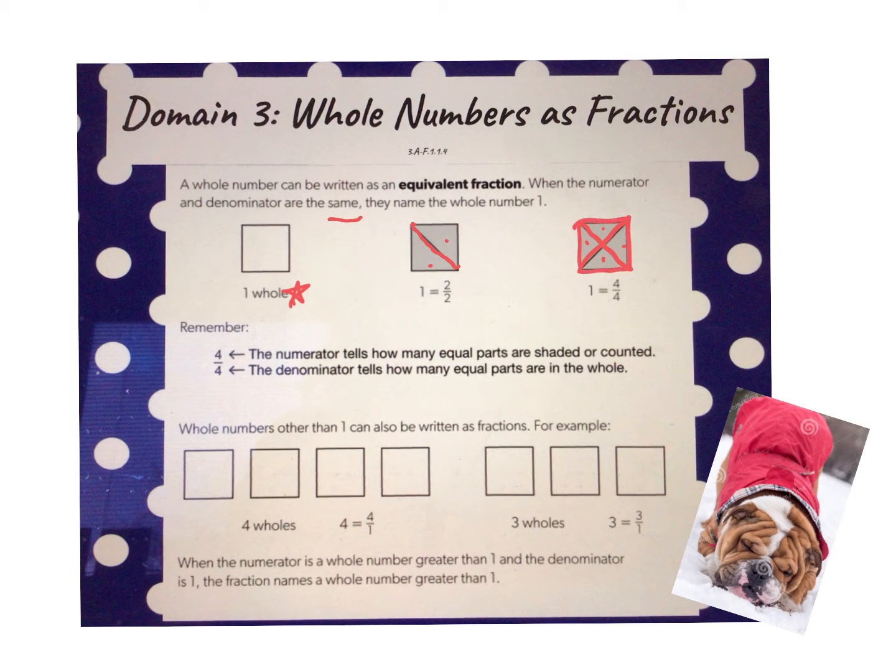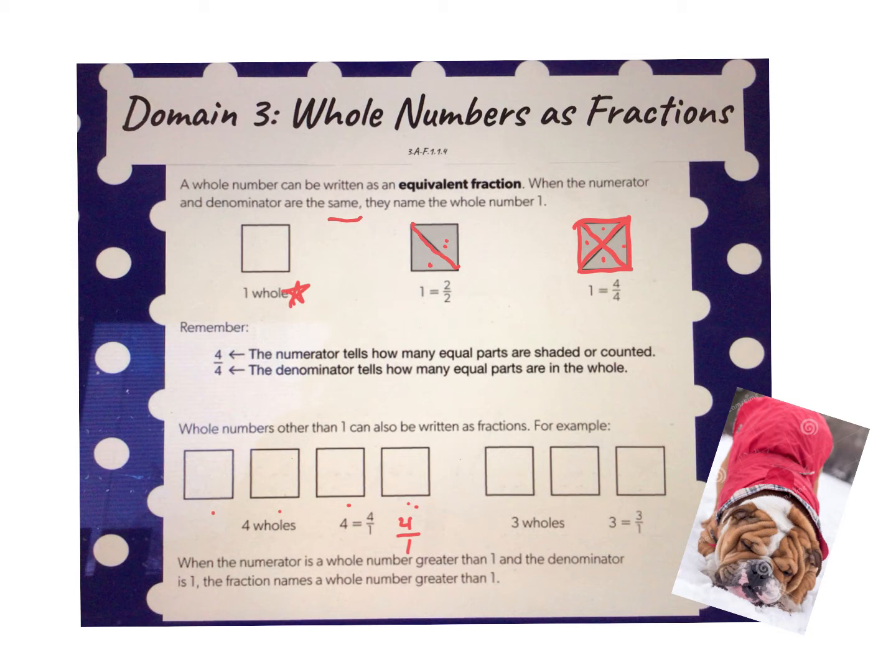Let's take a look down below. Remember that whole numbers other than 1 can also be written as fractions. For example, we have how many shapes here? 1, 2, 3, 4, right? So we can say we have 4 wholes. But we can also write it as a fraction where we put 4 wholes and they're divided into one part. There's not 2 parts. Up here, there's 2 parts. Down here, there's just that one part, right? So we can say that there are 4 wholes over one part, okay?